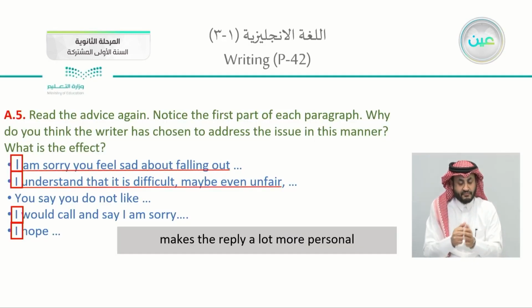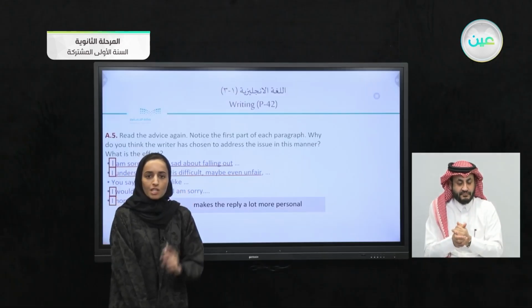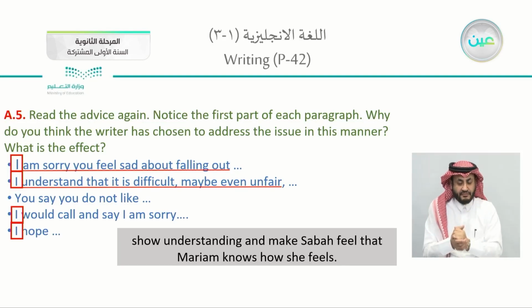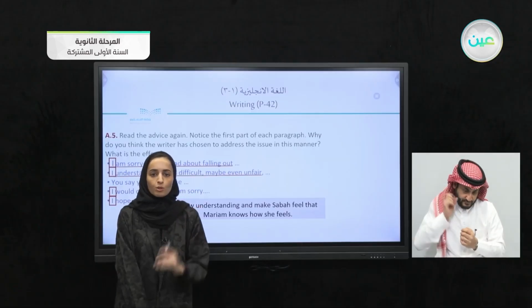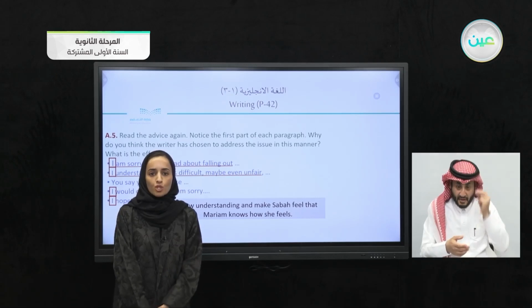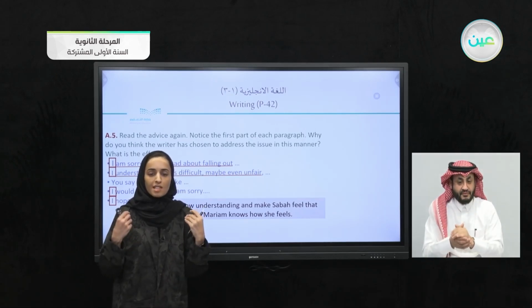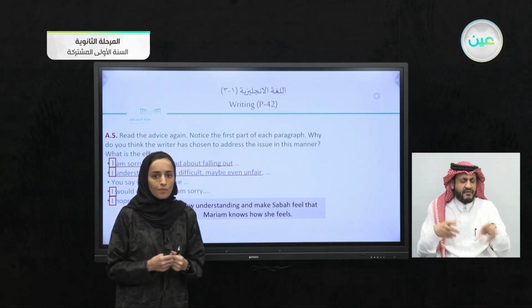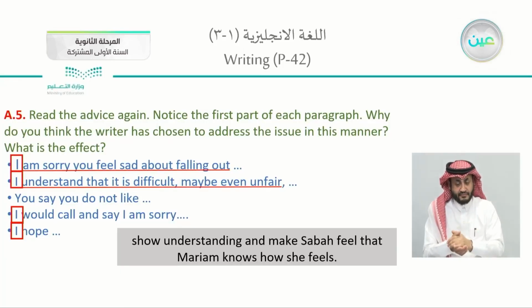Also, in the first 2 paragraphs, I'm sorry that you feel sad about falling out with your friends. I understand that it's difficult or maybe unfair. When we're reading these 2 sentences, we can find out that it shows understanding and makes Sabah feel that Maryam knows how she feels. So when someone tells you, I am sorry that you feel so, I understand how you feel, I have been through the same situation, it gives me the sense that this person can feel how I felt, and that she understands me.